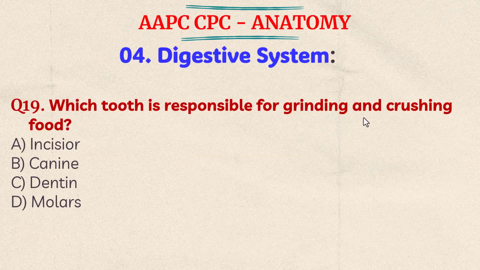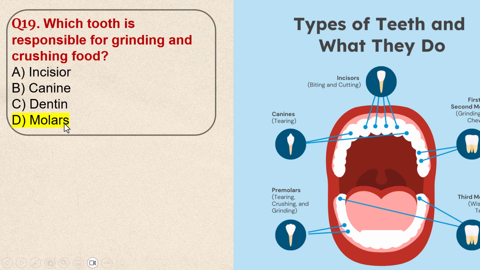Question number 19. Which tooth is responsible for grinding and crushing food? A. Incisor. B. Canine. C. Premolar. D. Molars. Think the answer. The correct answer is D.